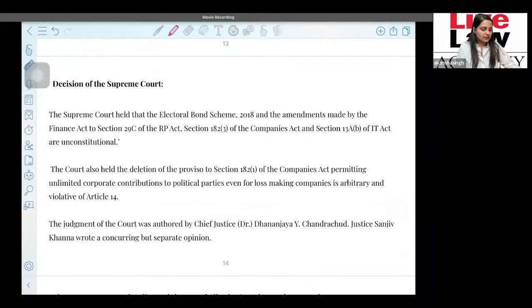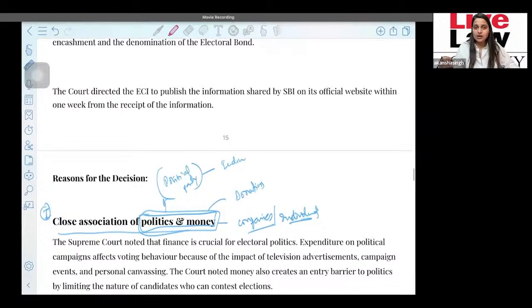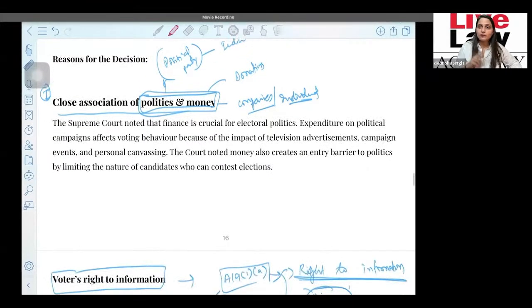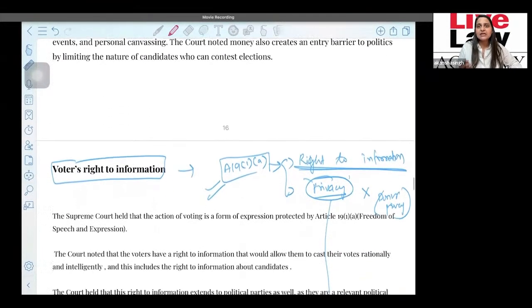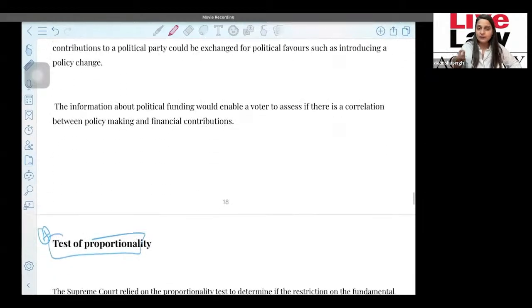Okay, so I would then take you to the summary of the case from my document here. I have already shown you the decision of the Supreme Court from the direction and conclusion part. Now, if you have to write in your answer, you can definitely keep this summary in mind. First, you start with judicial review, then you get into the close association of politics and money, and you try to establish that. Then you establish that a voter has a right to information, but we have to balance this voter's right to information with the donor's right of privacy. And when we balance, we see that the maximum interest of the public has to be protected.